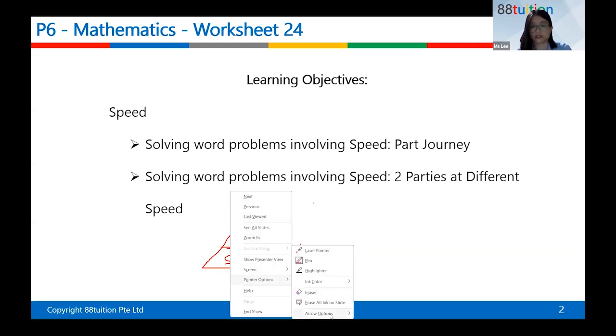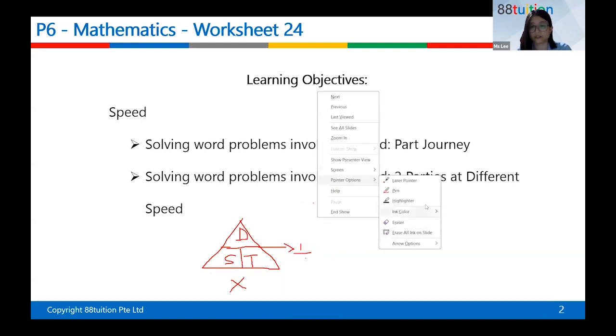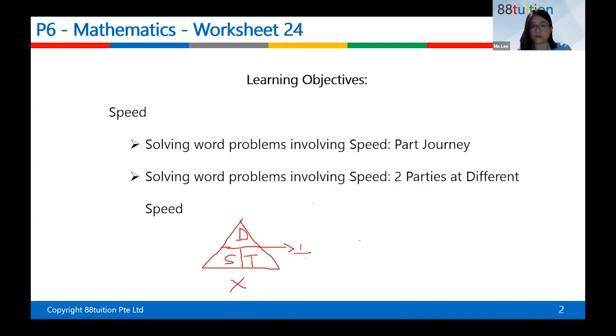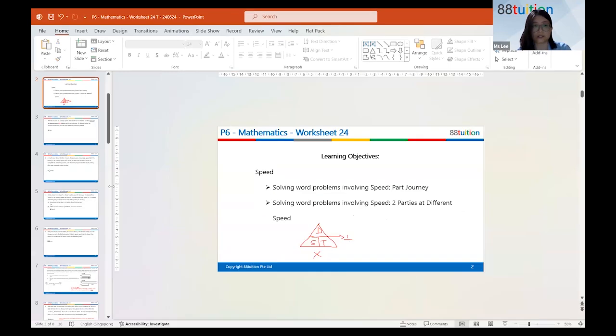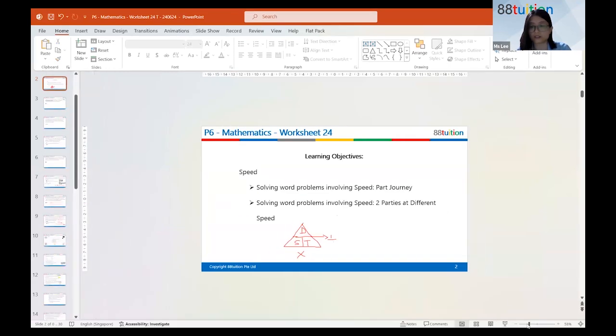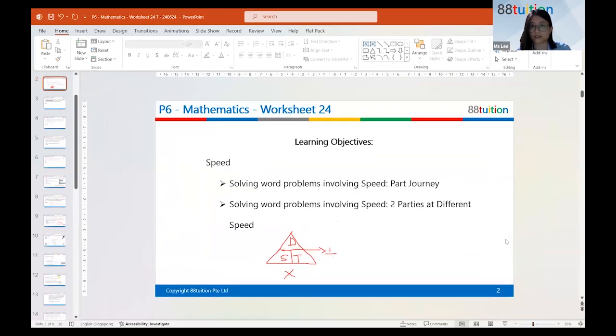So to find speed, let me see if I can write. I can't. Okay, so to find speed, I'll just write it. It'll be easier like that. You can see, right?